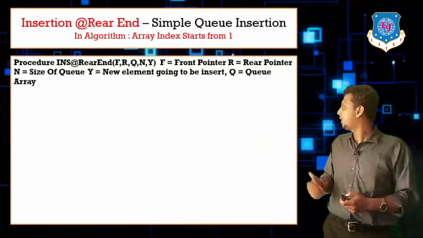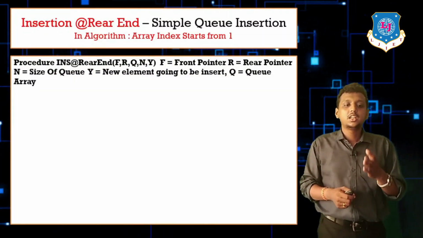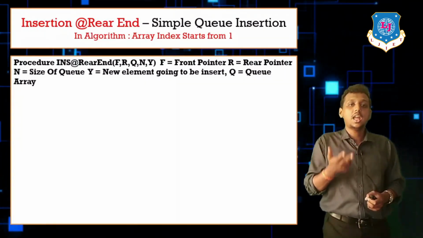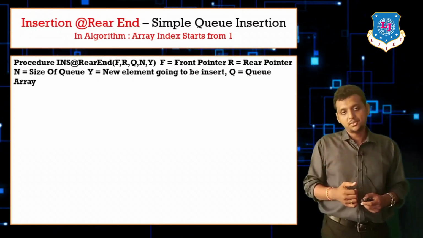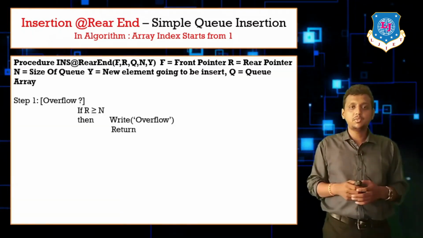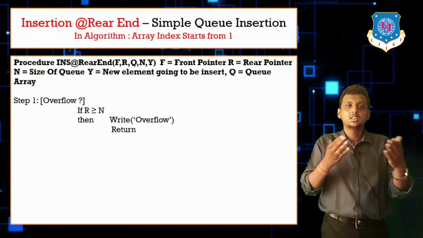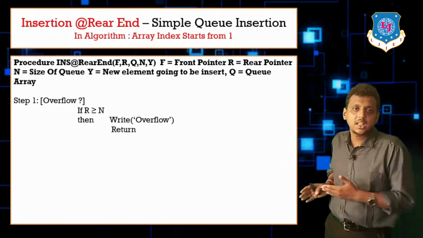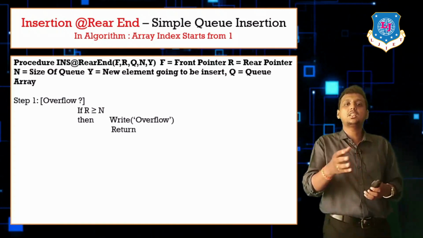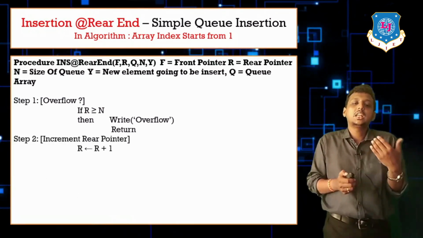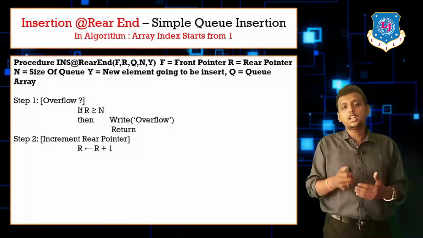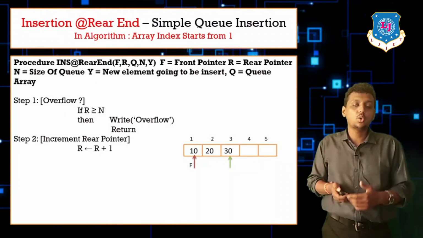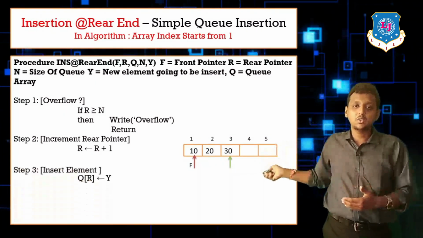Here it is. My function name is ins_at_rear, insertion at rear end. What I need is front, rear, Q, and Y. The steps are the same as the previous one. If my rear pointer is greater than or equal to n, then it must be overflow. Here I am performing the insertion operation from the rear end, that's why, students, I need to compare the rear end only. Next, we increment the rear pointer, that means R = R + 1. Next, assigning the value, that means Q[R] = Y.